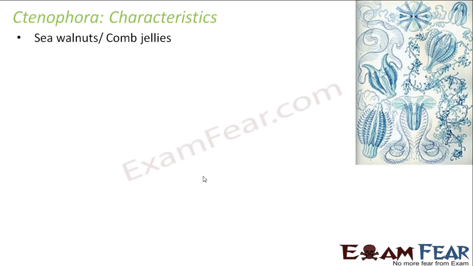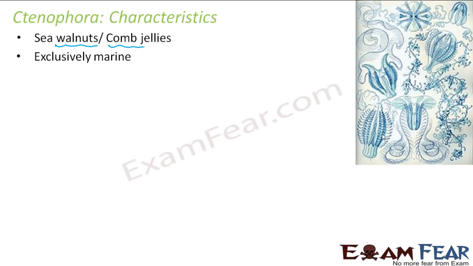Because of their appearance, they are known as sea walnuts or comb jellies. You all know how walnuts look, right? If you look at this picture, this resembles a walnut. And why are they called comb jellies? Because of the presence of this comb-like structure. You see, in a comb you have so many multiple teeth, right? Similarly here you have those comb-like structures, and that is why they are known as comb jellies.